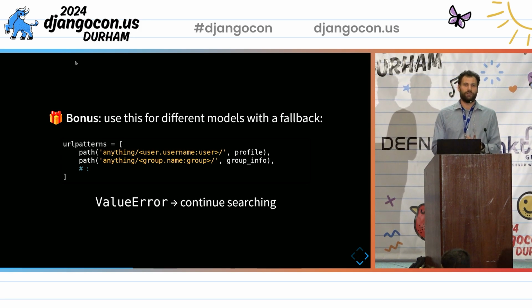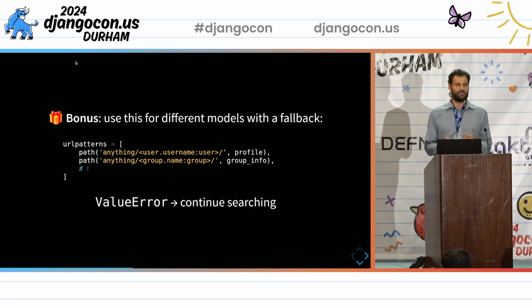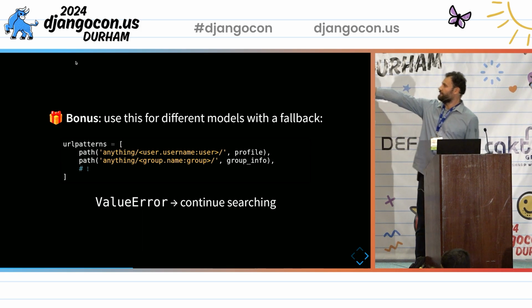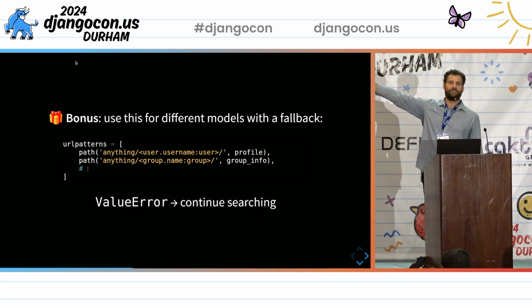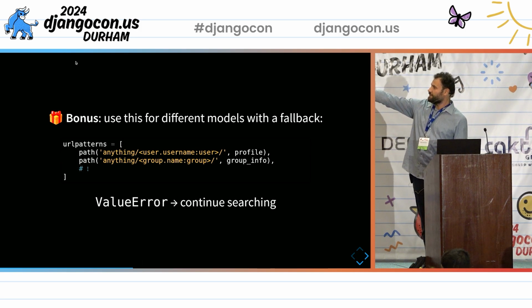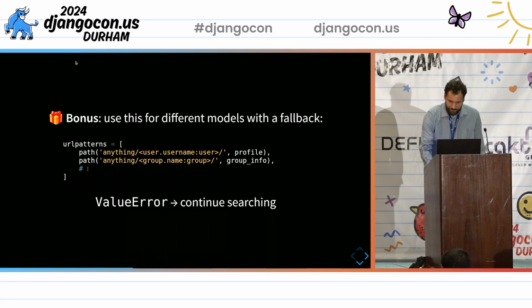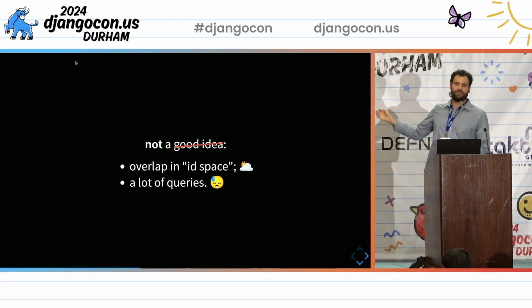Because the path converter has something special. If it raises a value error, it does not stop at the path, it looks for other paths that are matching. So that means that we can here define a path anything that will first look for a user with that username. And if that fails, it will look for a group with that name. I would, however, not recommend this approach.